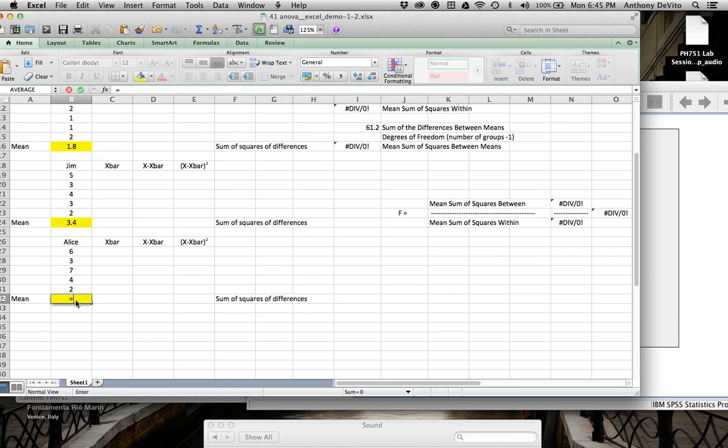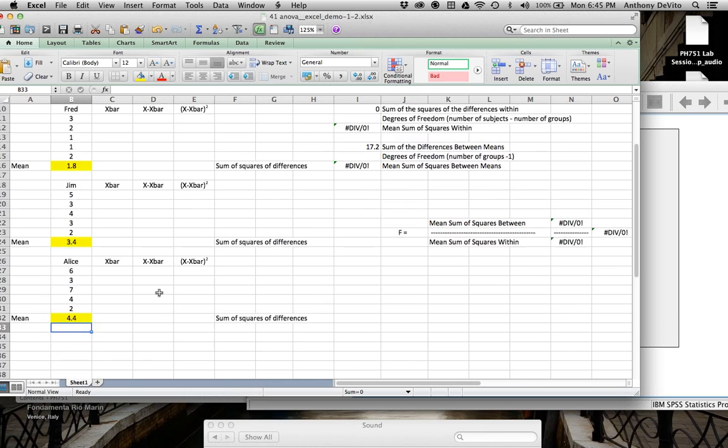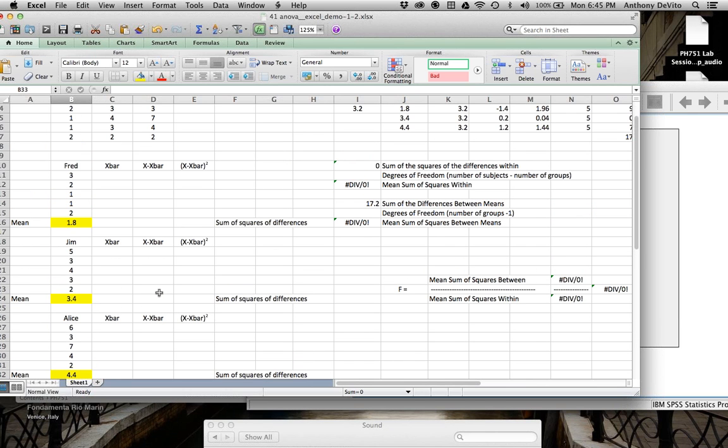3.4. Average for Alice is 4.4. And now I'm going to find the variability for each of these groups. In other words, the variability for the numbers within each group, for the actual individual values in these samples.